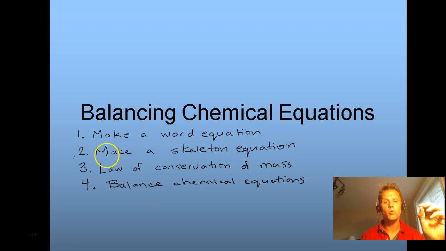We're going to learn how to make a word equation, which just involves making equations with words. We're going to make something called skeleton equations, and we're going to talk about the law of conservation of mass, and we're going to eventually learn how to balance chemical equations, but we have to do those other things first. So let's start with making a word equation.